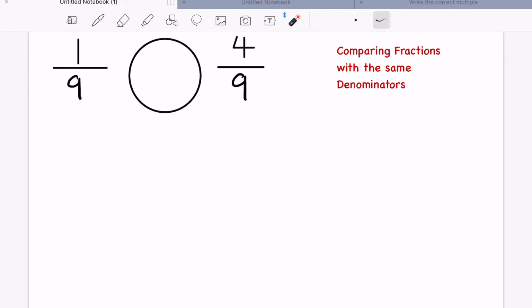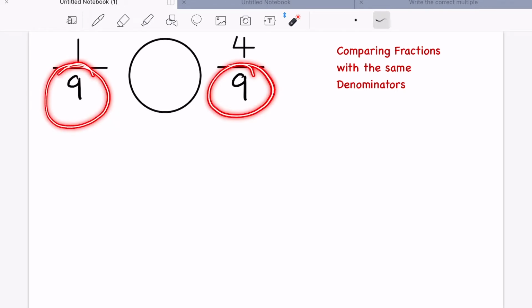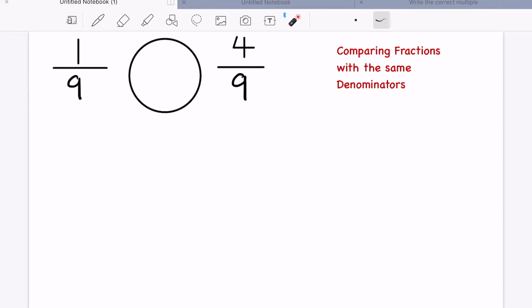So, number one, we have to compare the denominators. Are they the same? Yes, they are the same. They both have 9. Then we look at the numerators. We have 1 and 4. Which one is smaller? Which one is bigger? So we see that the 4 is bigger. So we already can say 4/9 is bigger than 1/9, right?